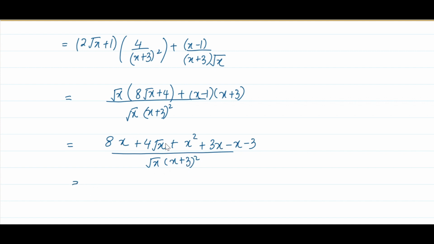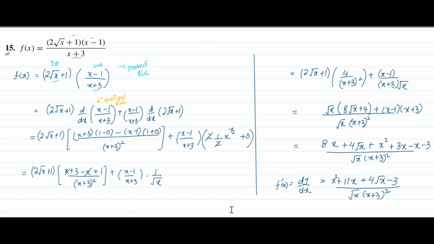After simplifying, you will combine the like terms, so all x terms will be combined and the x square term as it is, and the rest is 4 square root of x minus 3 and the denominator term as it is. Now we cannot simplify it further, so this is your final answer. This is the whole solution of the question.